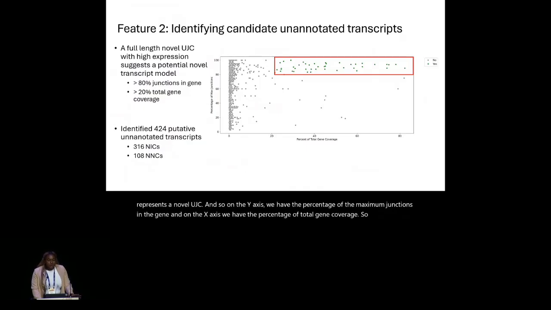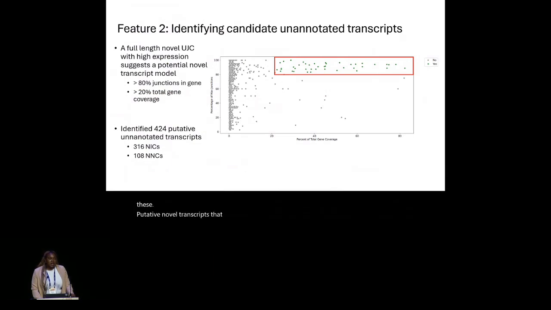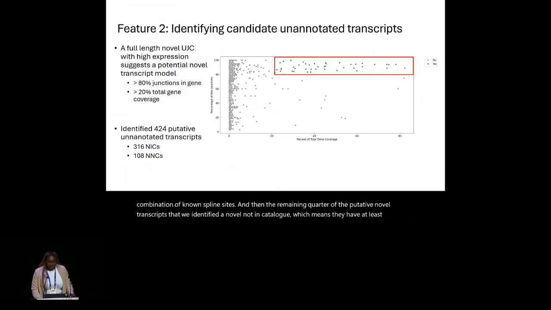So about 3/4 of these putative novel transcripts that we identified are classified as novel in catalog, which means that the majority of these putative novel transcripts that we find are actually just a novel combination of known splice sites. And then the remaining quarter of the putative novel transcripts that we identified are novel not in catalog, which means they have at least one new splice site.